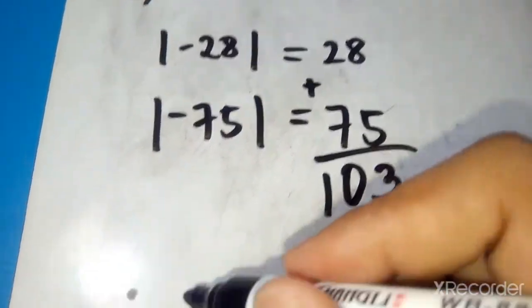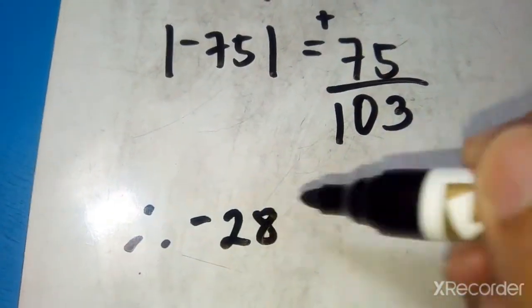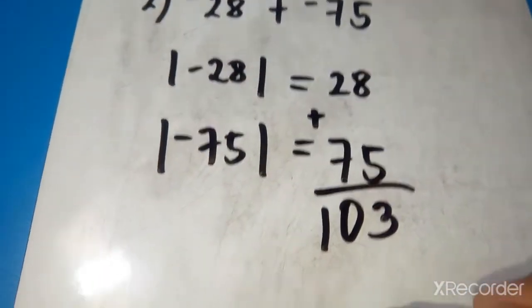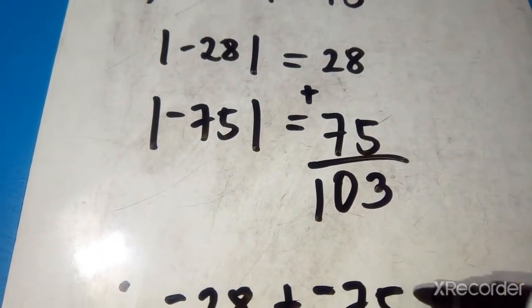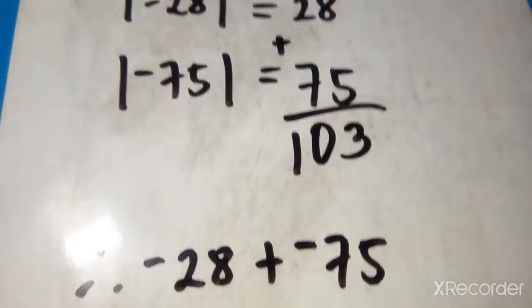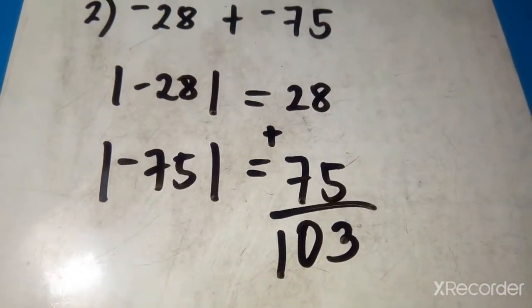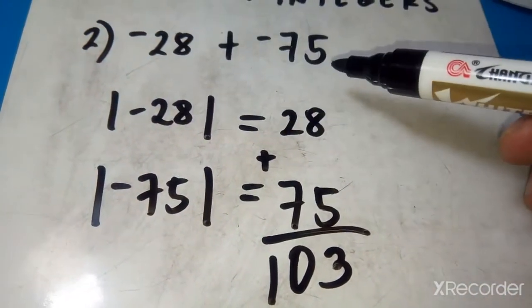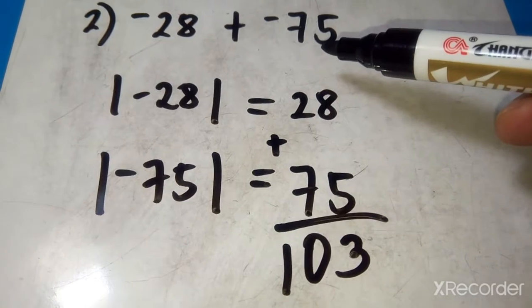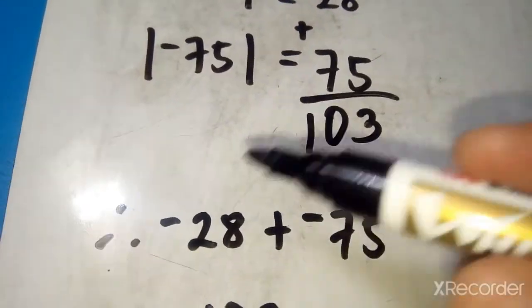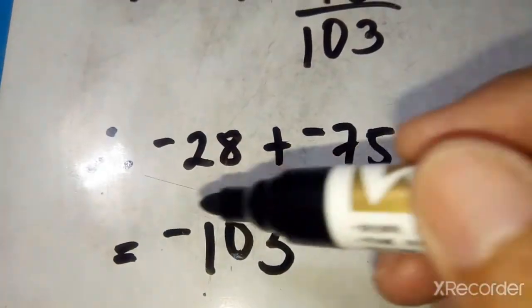Okay, so therefore the sum of negative 28 and negative 75 equals 103, but the common sign of the addends is negative. Okay, so we just have to copy the common sign. So if it is negative, the result will be negative.